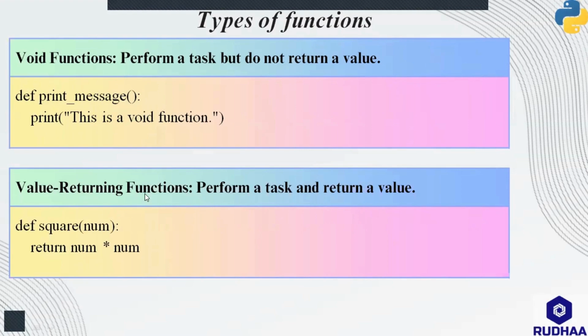And value returning function means it will perform a task and it also returns a value. So here define square of a number. You have to find the square of a number. So return number into number. So it will return some particular value. So this is called as value returning functions.